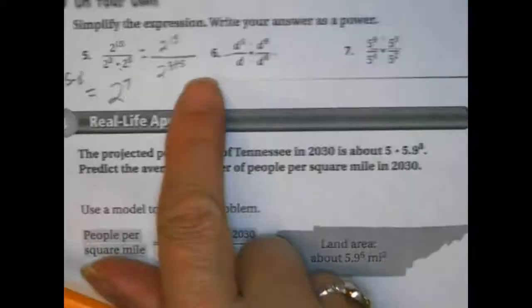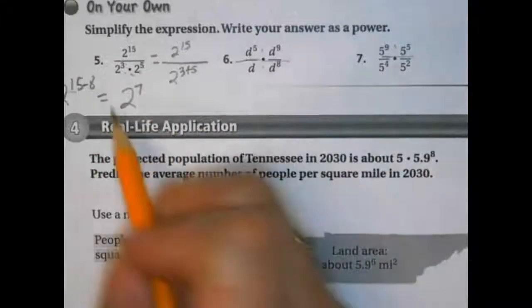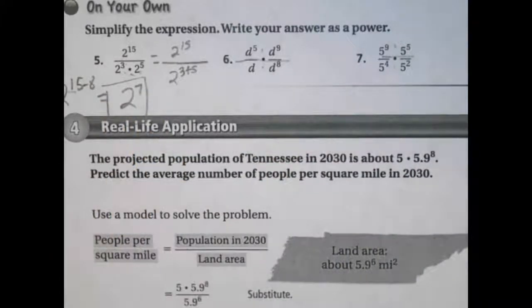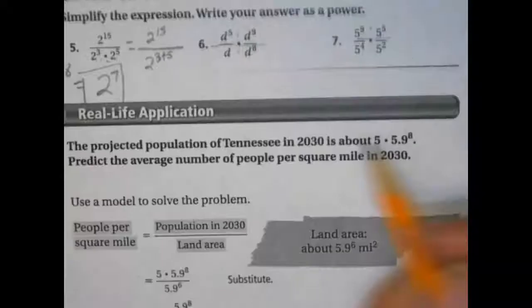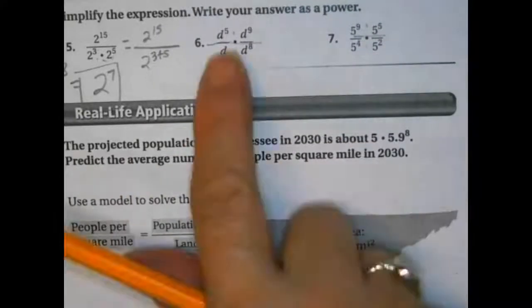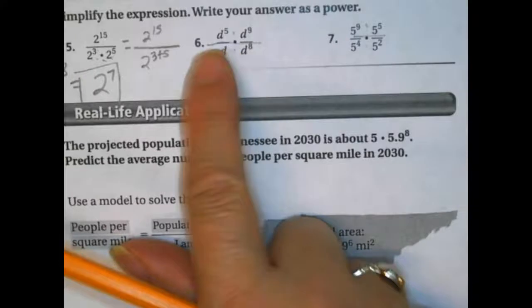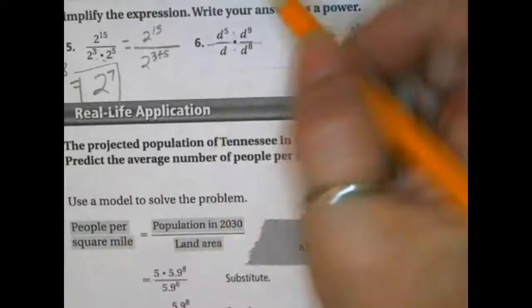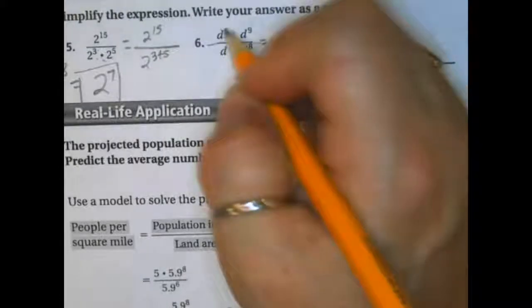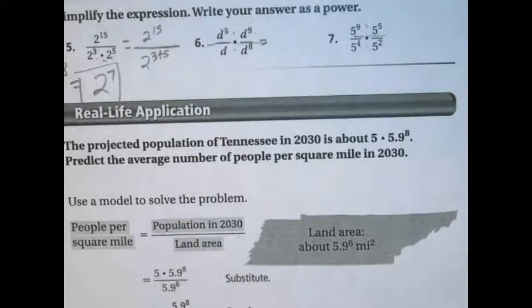All right, so let's look at number 6. How many of you guys got 2 to the 7th for number 5? Excellent, 2 to the 7th. All right, so let's look at number 6. All this does is make 2 fractions, but you still have a top and a bottom. So we still want to go ahead and add our exponents.